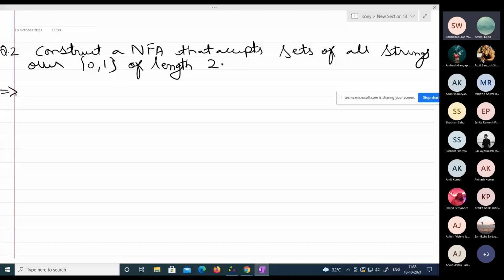Ma'am, are we supposed to accept only these strings, or can other strings also be accepted, like strings of length 3 and 4? Yes, the NFA should accept only this, because it is given in the question.